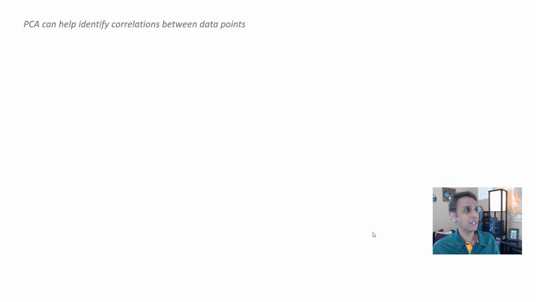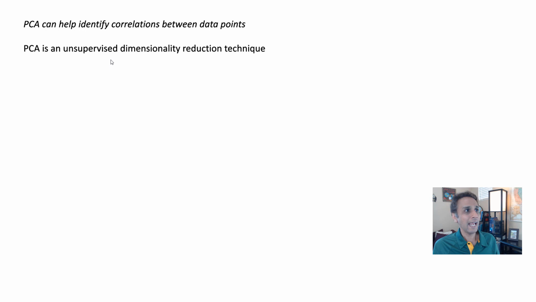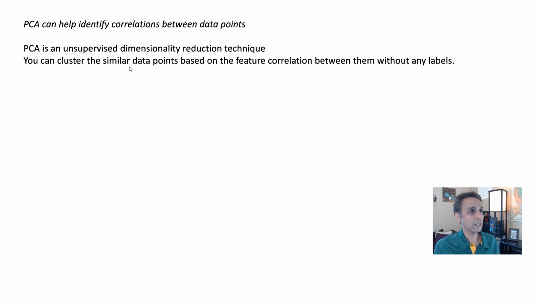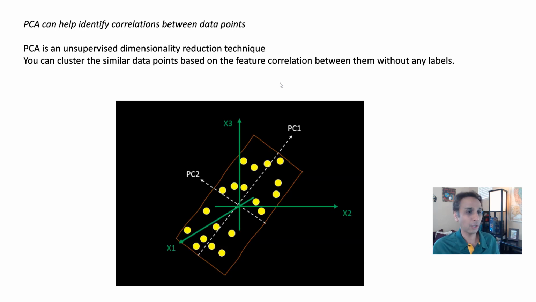So why am I talking about correlations? Well, PCA, principal component analysis, can help identify the correlations between these data points. And it is unsupervised learning, and it reduces dimensions. It does not tell you what features are best and what features are worst. It just takes all the features and says, these are all boiled down to these principal components. And principal component one represents more information than other principal components. But when you add all the principal components, then it should technically contain all the information that you have in the original data. So visually, I'll show that in a second. So you can cluster similar data points based on the feature correlation. And this is completely unsupervised, so it does it automatically, without human intervention.